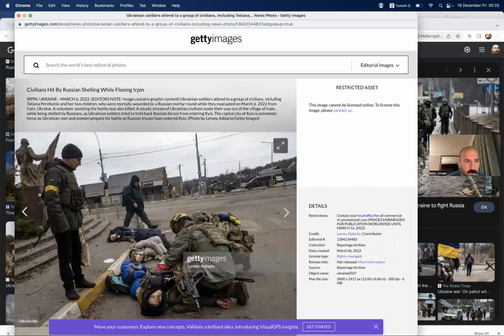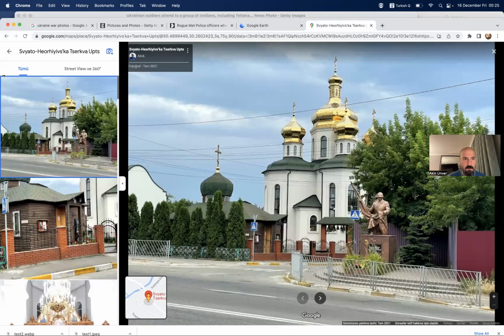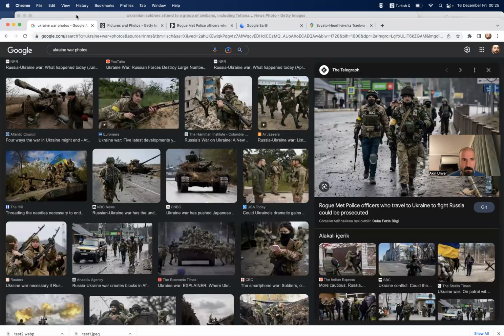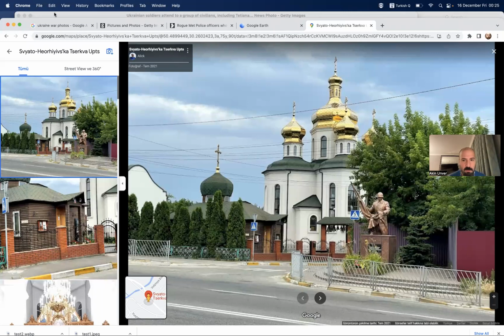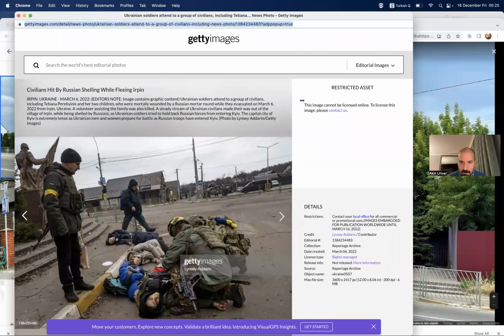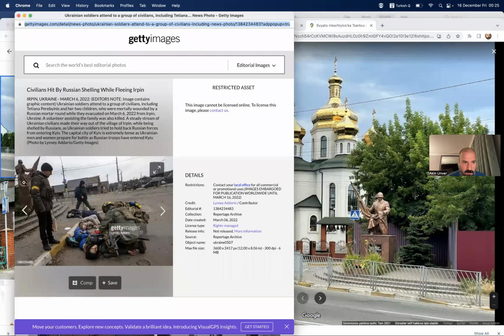Again, this statue, the soldier with... oh, I'm missing tabs. So this guy right here, the soldier that is holding a flag, is actually this thing on the right.